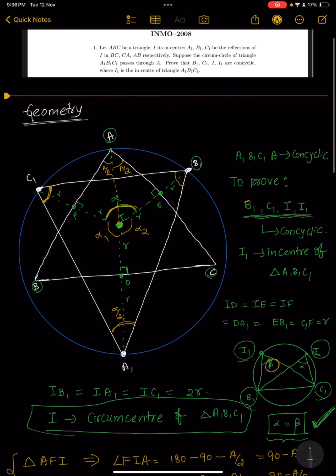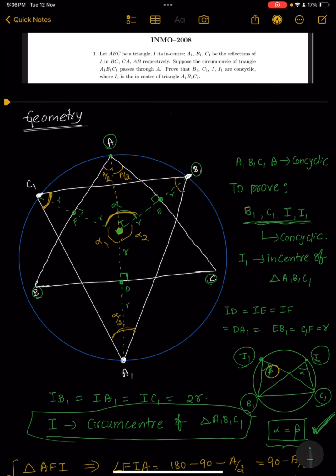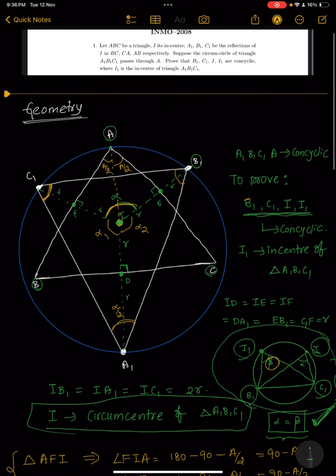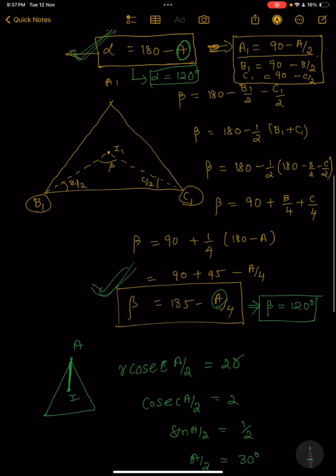So the trick here is to draw a neat diagram and do a proper angle chasing. So you have to chase all the angles, find out the angles and use the property of a circle. So this is the solution of this particular question.